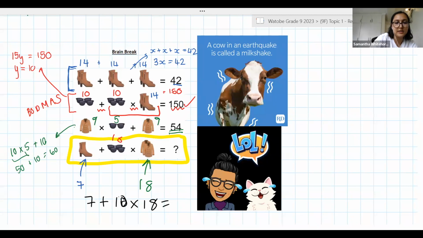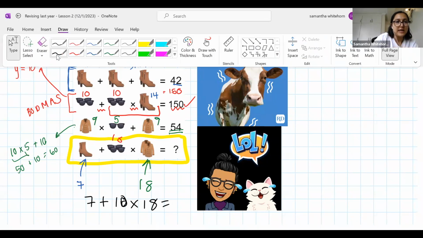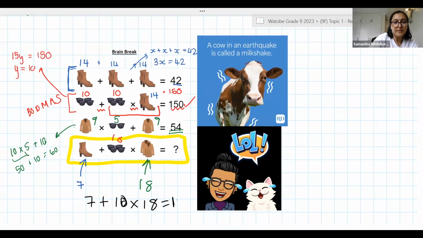Very nice. Well done. 187, because 10 times 18 is 180, plus 7, 187. My pen was really doing so well for a long time, and now it's just decided no. Nice, guys. Well done. So basically, this is how we do these maths emoji things.